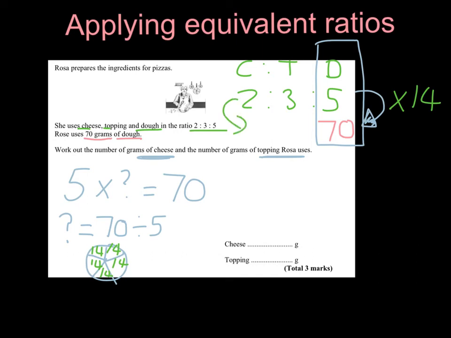So I now need to do 2 times 14. 2 14s, that's going to give us 28 for that part of the ratio. And then 3 lots of 14, that's going to get us 42 for the second part. So if we answer the question, the cheese, underneath the cheese is the 28, so that's 28 grams. And then the topping is 42. And that's your 3 marks done.